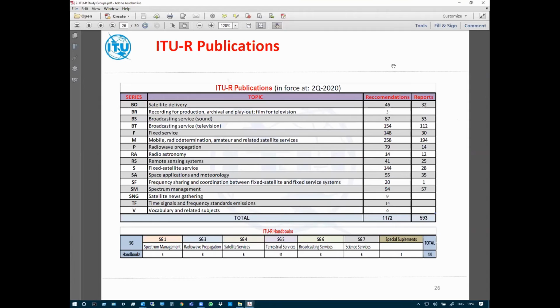This is the updated list. I updated that last week. So far we have 1,872 recommendations, 593 reports, and 44 handbooks. And this is the distribution we have per series.